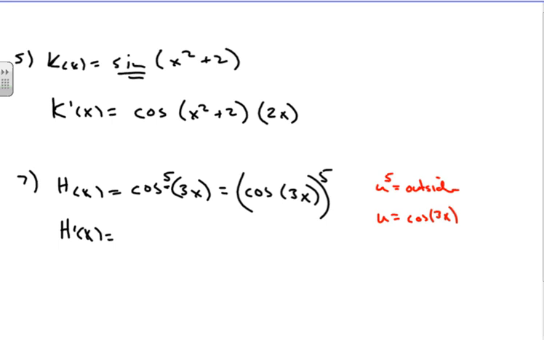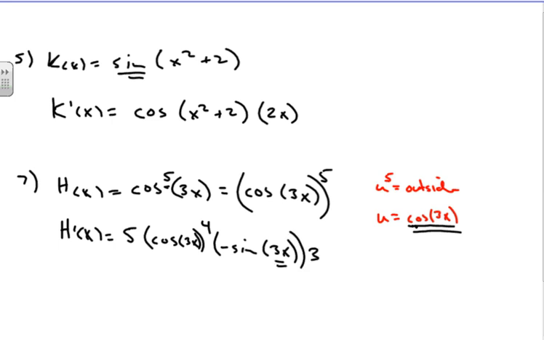So take the derivative of our outside first. It'd be 5u to the 4th, where u is cosine of 3x. Now we're going to take, using the chain rule, the derivative of u. Notice we have another composite. We take the derivative of the outside, cosine, so it'll be negative sine of 3x, times the derivative of the inside of that, which is 3. We can simplify this to negative 15 cosine of 3x to the 4th, sine of 3x. And that would be our answer.